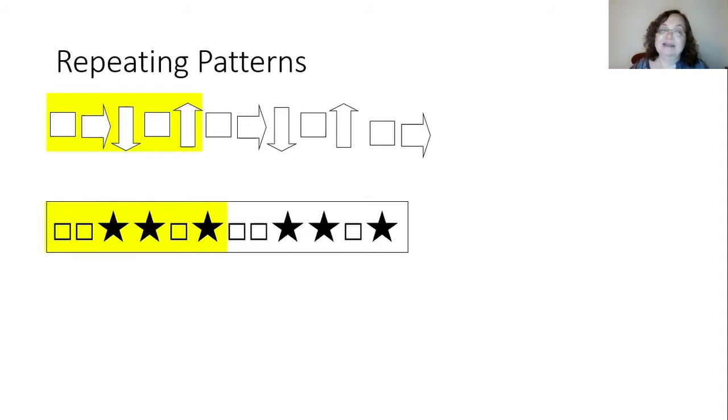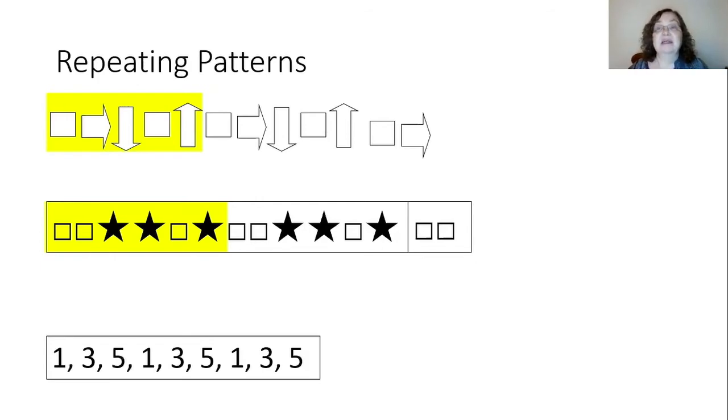And if I wanted to extend this, what would the next two shapes be? Say it out loud. Did you say square, square? Good job. All right, let's look at one more repeating pattern. Oh, this time it is in numbers. So it's 1, 3, 5, 1, 3, 5, 1, 3, 5. Where is the core? Say it out loud. Did you say 1, 3, 5? Good job. Now, if I wanted to extend it 2 spaces, what numbers would I add? 1, 3. That's right.